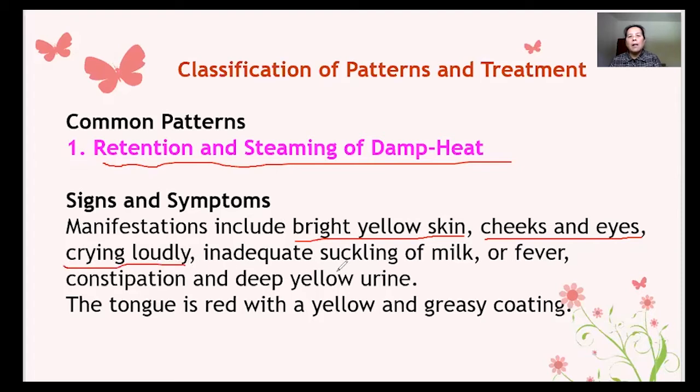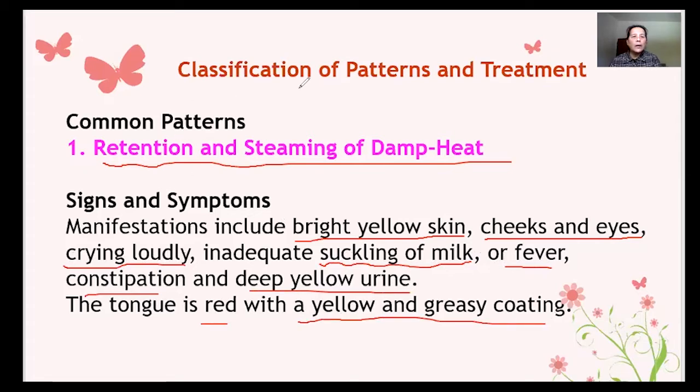People usually cry, and they have difficulty drinking milk, drinking from the mom's breast. Or maybe fever, constipation, and dark yellow urine. The tongue is red with a yellow greasy tongue coating.